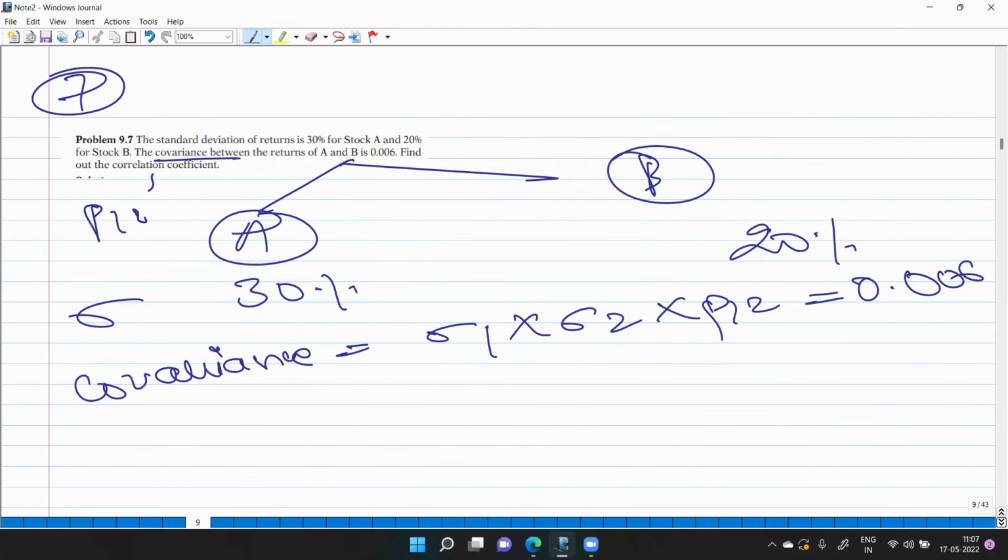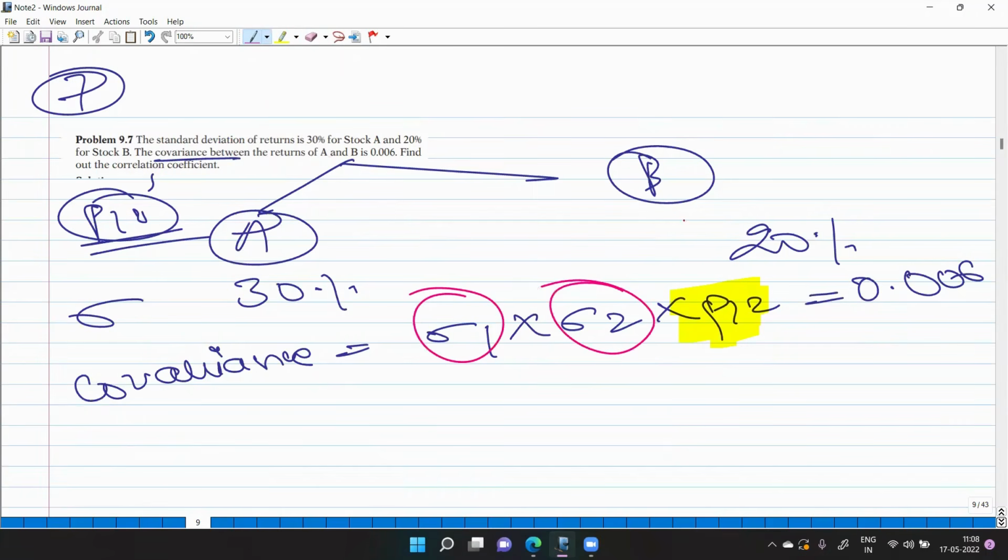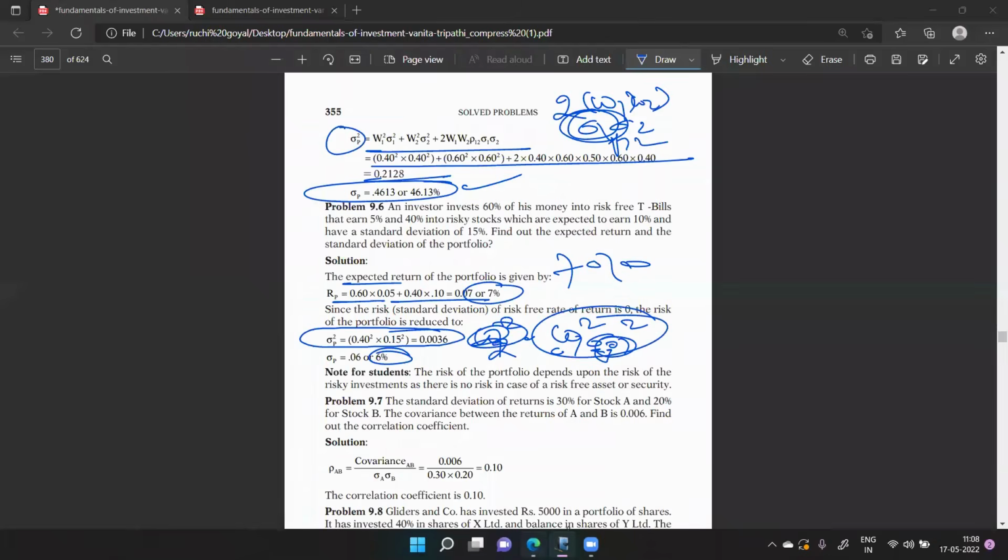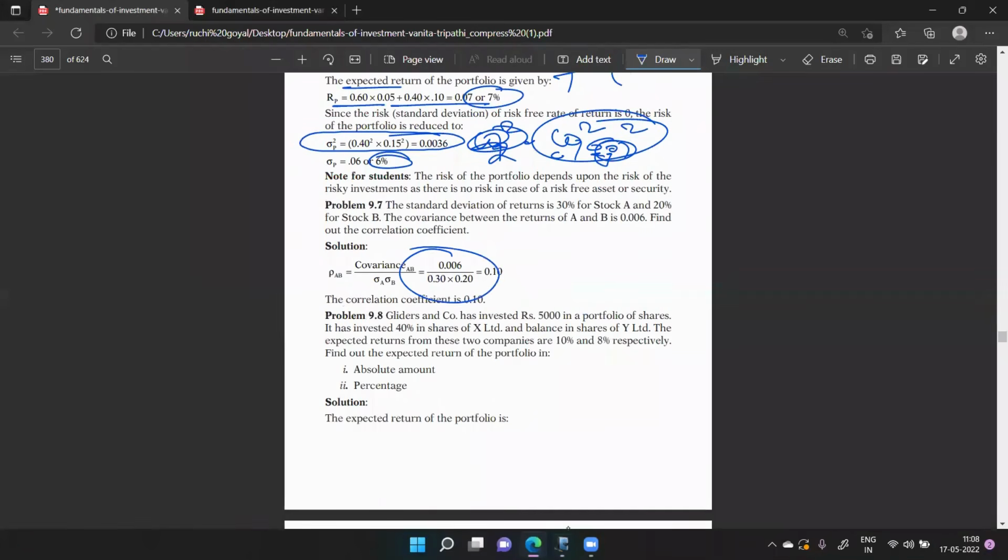मुझे निकालना है. These are very repetitive questions. I have to find out this. I have been given this as 0.3, this as 0.2 and this. So I can just cross multiply to find out the value of correlation coefficient. Let's check. ये किया, check है, this will come out to be 0.10.